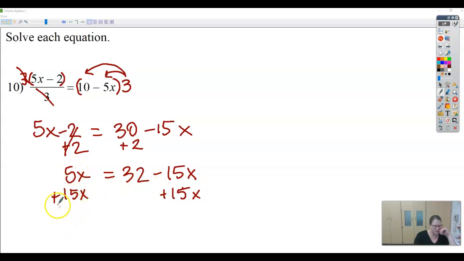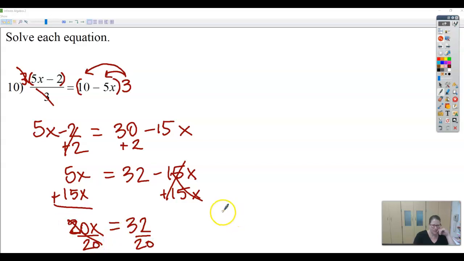So 5x plus 15x, so that's 20x. And that one goes to 0. So we have 20x equals 32. So in order to get x by itself, we need to divide by 20. So x equals 32 over 20.